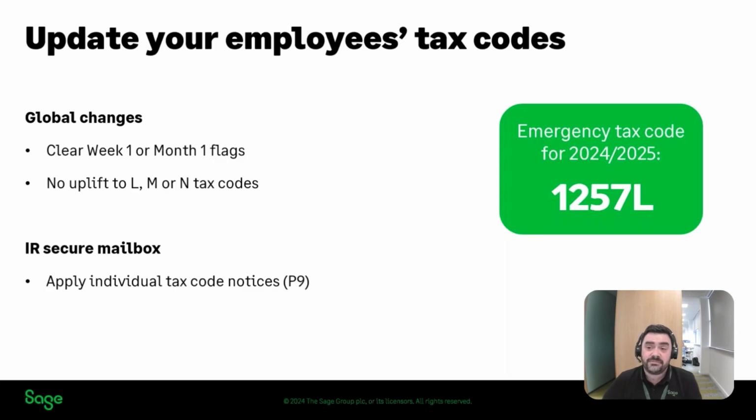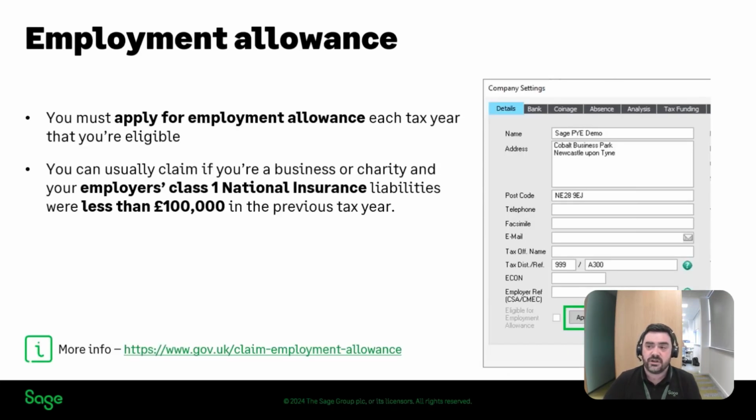So 2 remaining steps for getting ready for the new tax year. So we're going to do these together. The next one is to apply for employment allowance if your business is eligible to claim this. So this needs to be applied for every tax year. These days it doesn't automatically carry forward. And you can usually claim it if you're a business or charity with employers' Class 1 national insurance liabilities of less than £100,000 in the previous tax year.